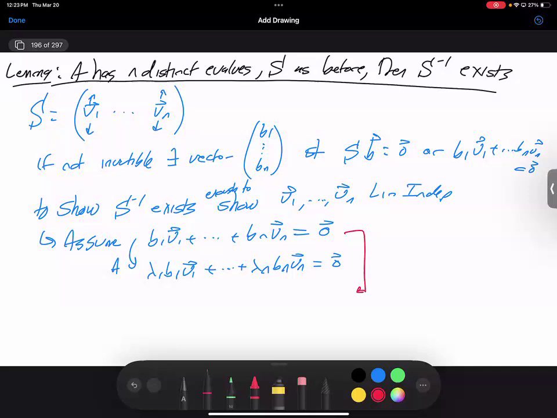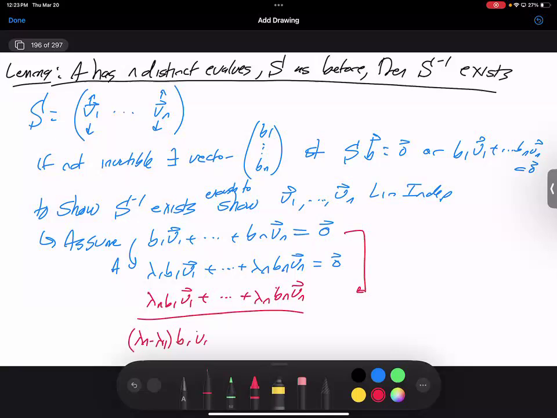I think there's a better one to do than lambda 1. Which lambda? Lambda n. Then you'd get lambda n b1 v1 plus dot dot dot plus lambda n bn vn. And now when you subtract, you would get lambda n minus lambda 1 b1 v1 plus dot dot dot plus lambda n minus lambda n minus 1 bn minus 1 vn minus 1 equals 0.